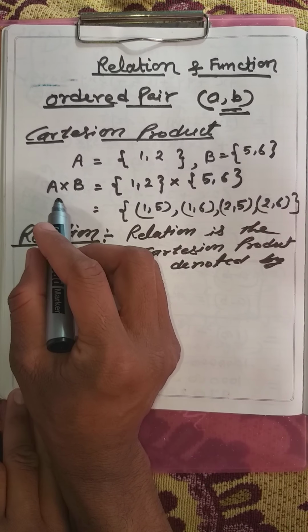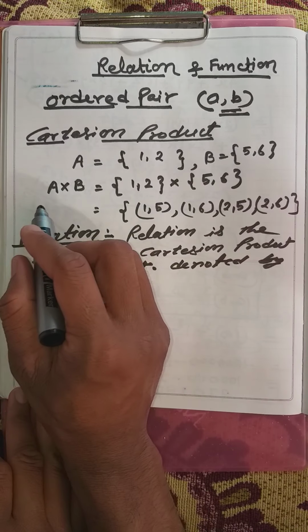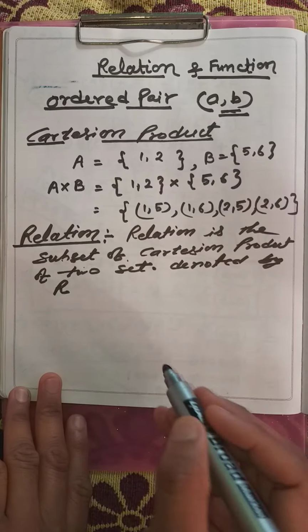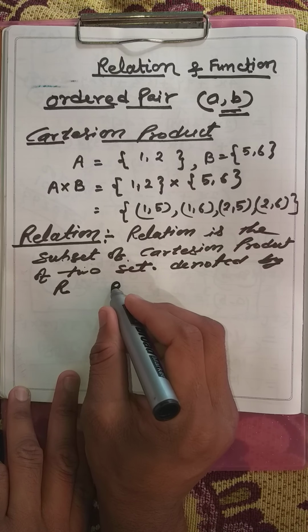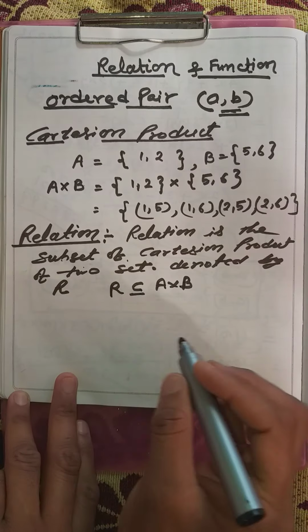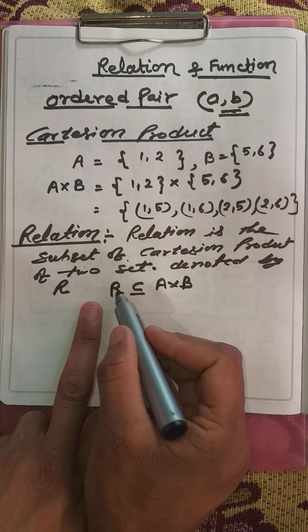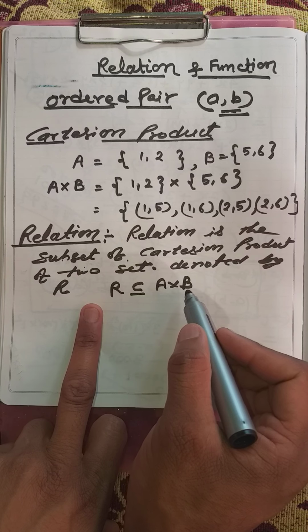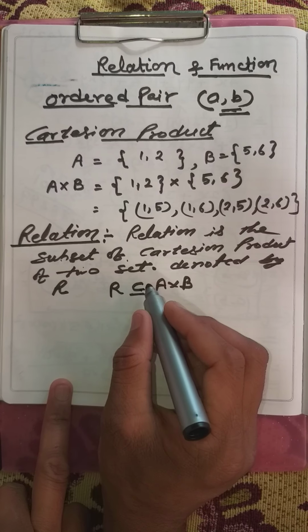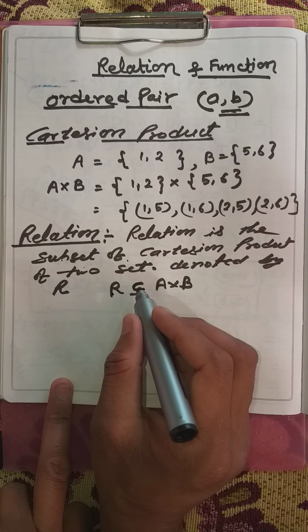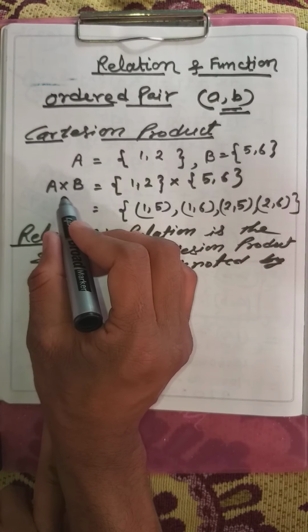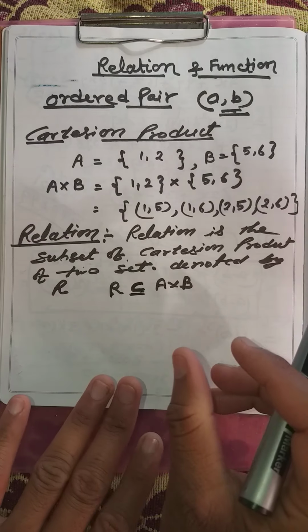We have given the example of A Cartesian B. All possible subsets of A Cartesian B are called relations, including A Cartesian B. Means R is a subset of A Cartesian B. This is the sign of subset: R is a subset of A Cartesian B, including all elements of A Cartesian B. So this is called a relation.